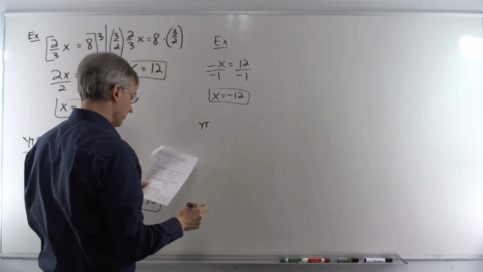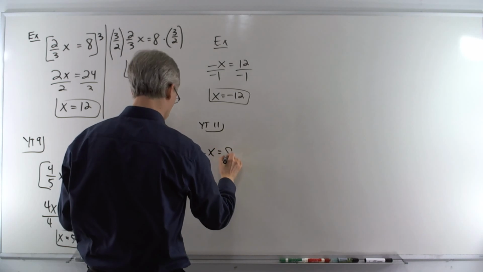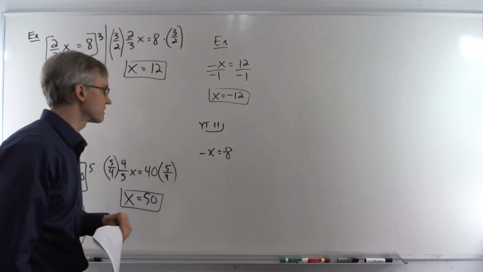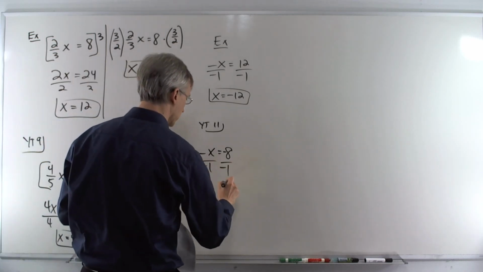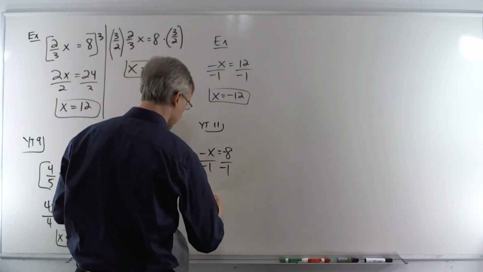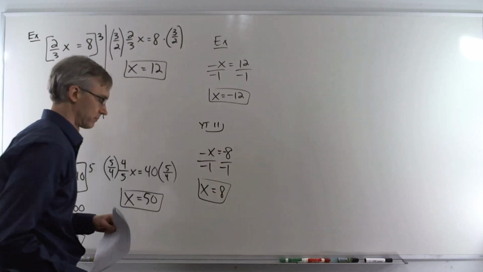Your turn, number 11. We got -x equals -8. Divide both sides by -1. Those negatives cancel, and we get +8.